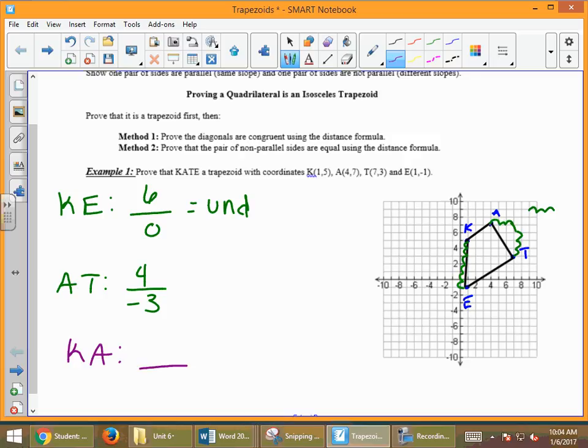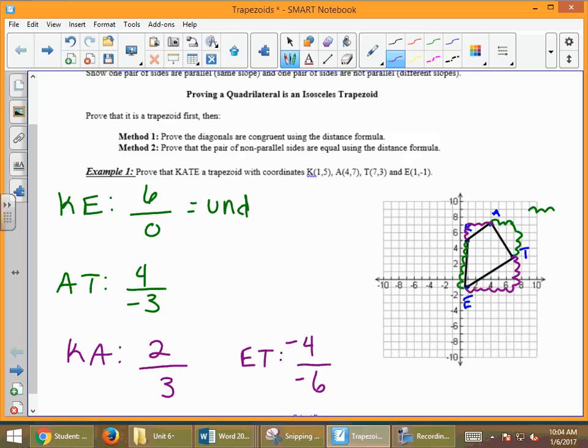So then pick another side we haven't found the slope of yet. Count up and over. How far do we go up? 2. How far do we go over? 3. Alright? Then find the slope of that last side, ET. Count. How far do we go down? 4. We went down 4, so it's going to be negative. How far do we go over? 6. But we went left, so it's going to be negative.